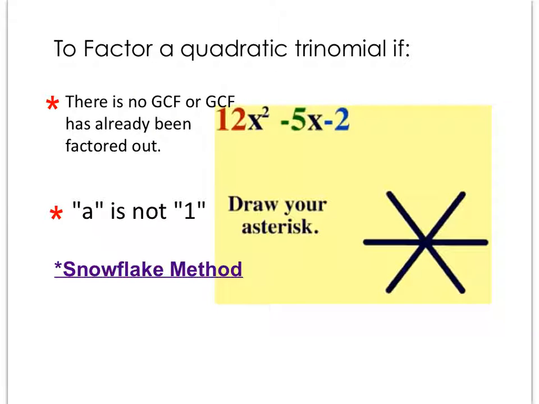We're going to use what's called the snowflake method to factor a quadratic trinomial if there is no GCF or the GCF has already been factored out, and the coefficient in front of x squared, A, is not 1. The snowflake will look like an asterisk, with the x that we've already been using, but now we're going to add one more line, and so that looks like a snowflake. That's why I call it the snowflake method.